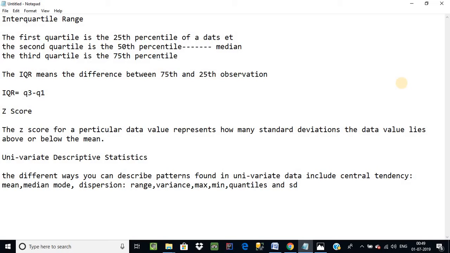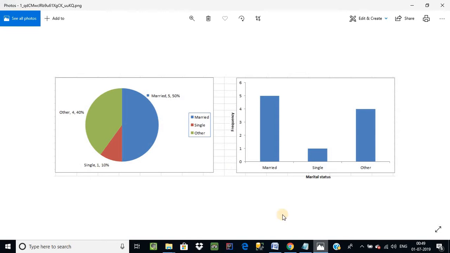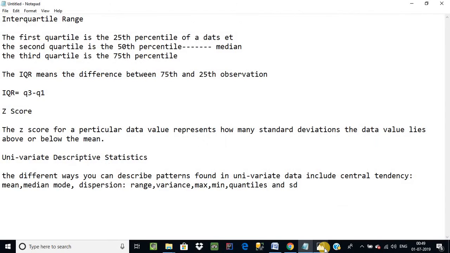So univariate descriptive statistics is nothing but describing various patterns found in univariate data. For example, you can say that about 50% of people are married, 10% are single, I am single, and the others are not married. So how much is this? This is 100 minus 50 plus 10, that is 40%. It can be shown with the help of a bar chart, where the y-axis describes the frequency and the x-axis the marital status, and from the bar graph you can see it clearly. So this is a univariate analysis.